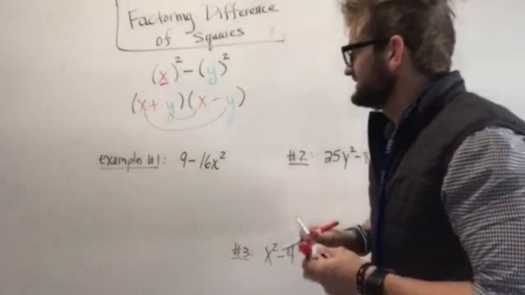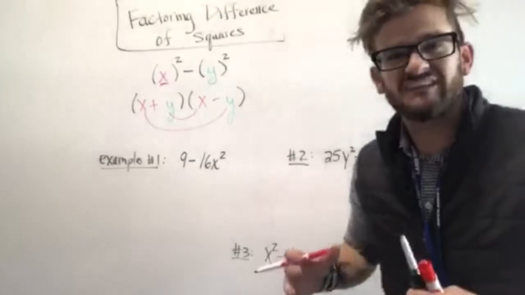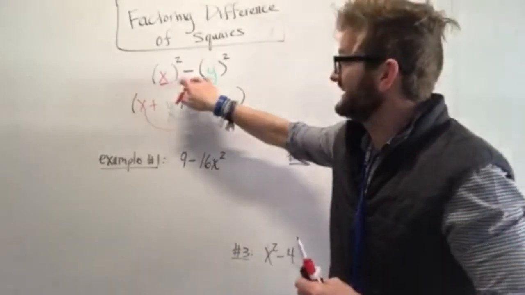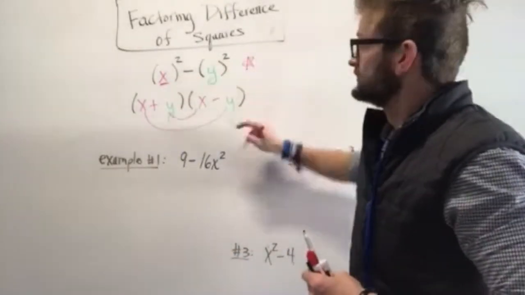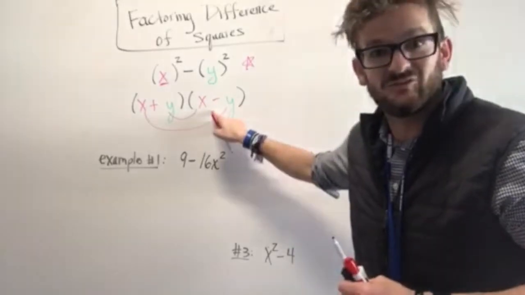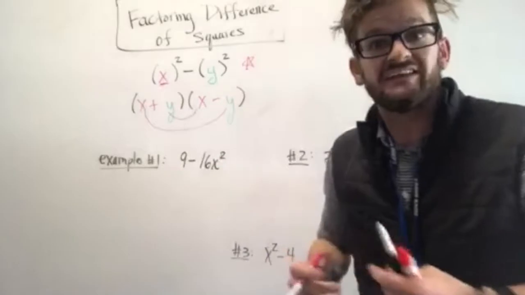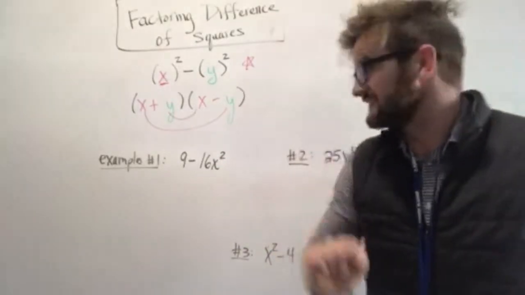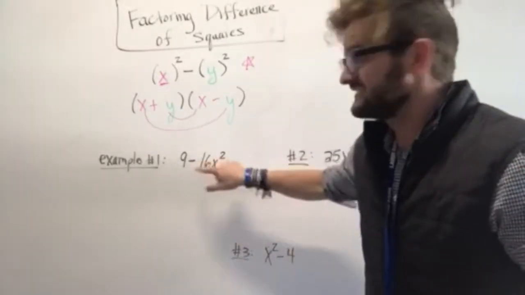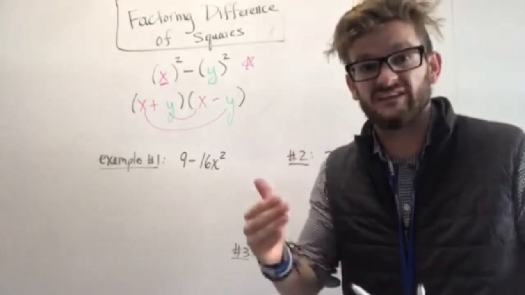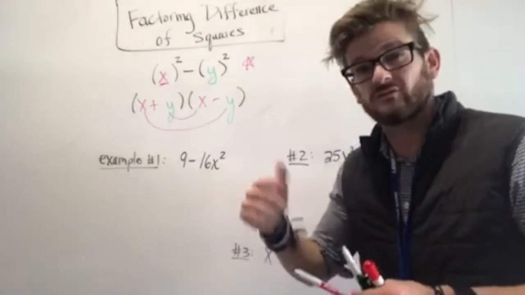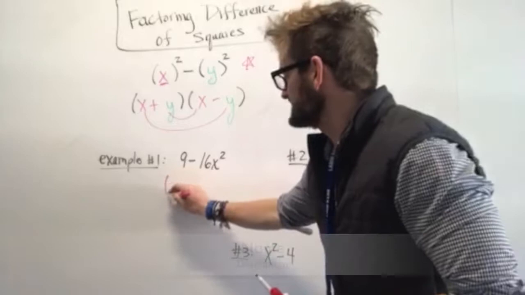So as we look at these, we're going to look at a couple of examples. The first thing that we're going to do is put it in this form so that we can take it easily to the factored form. So here we have 9 minus 16x squared. Things that are key indicators: two terms, that's big. Also 9 and 16. You see these, like 9 is 3 squared, 16 is 4 squared.